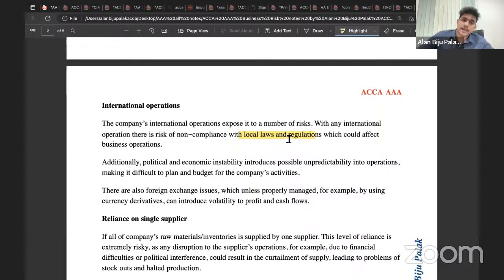And finally, as we know, whenever a company manufactures in an overseas country, they might be performing their transactions in another currency. And it might also invite foreign currency exchange issues because the profit and the income of the company will be volatile as there are changes in the market rates. So this is what we need to consider regarding international operation. If it is mentioned in the scenario that the company is having international operation, then you can recollect 3 risks in relation to that. Number 1, non-compliance with overseas laws and regulation.